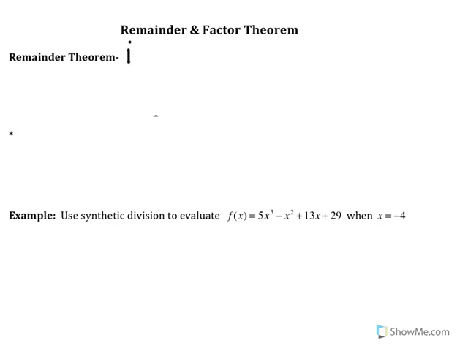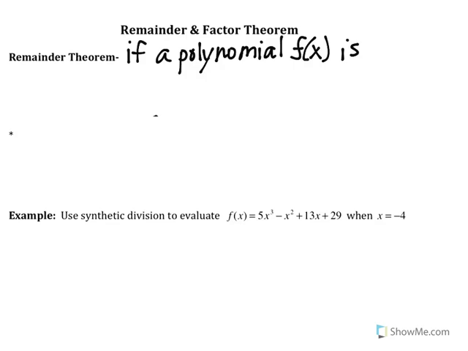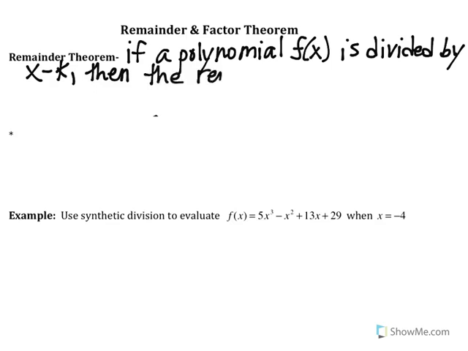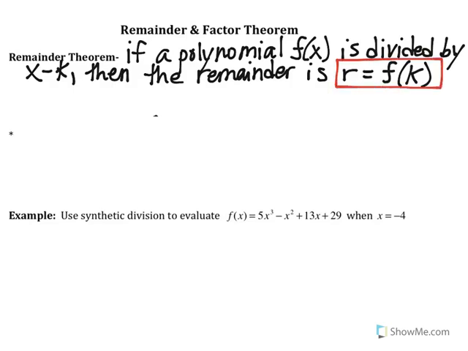So this theorem says if polynomial f of x is divided by the binomial x minus k, then the remainder is going to equal the function if it's evaluated at k. So I'm just going to write r equals f of k. It's a different way to do function evaluation.